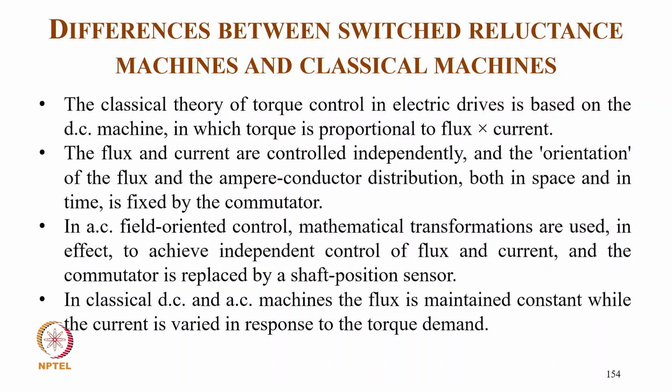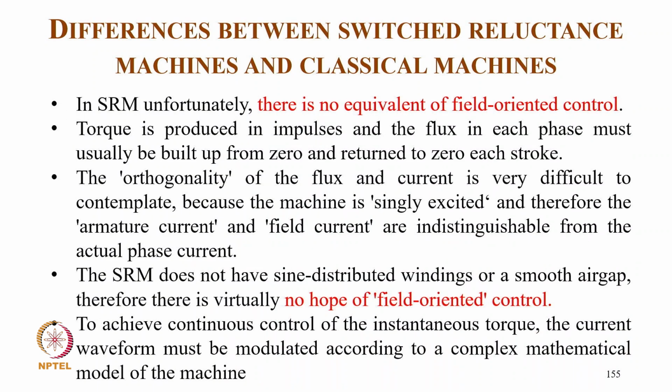In classical DC and AC machines, the flux is maintained constant while the current is varied in response to the torque demand. In SRM, unfortunately, there is no equivalent of field-oriented control. The torque is produced in pulses, and the flux in each phase must usually build from 0 and return to 0 in each stroke. The orthogonality of the flux and current is very difficult to contemplate, because the machine is singly excited and therefore the armature current and field current are indistinguishable from the actual phase current, and the SRM does not have a sinusoidally distributed winding with a smooth air gap, therefore there is virtually no hope of field-oriented control.